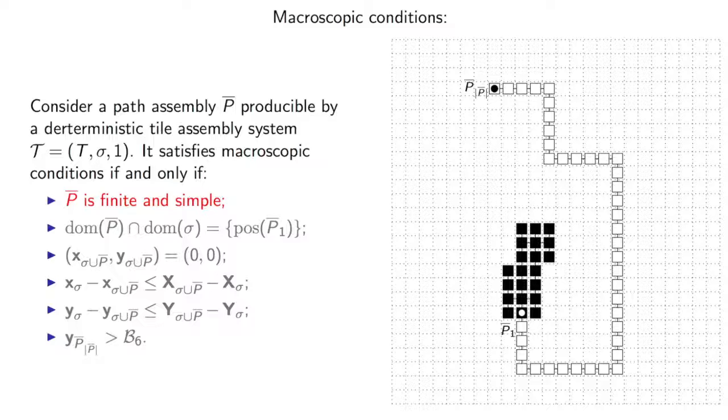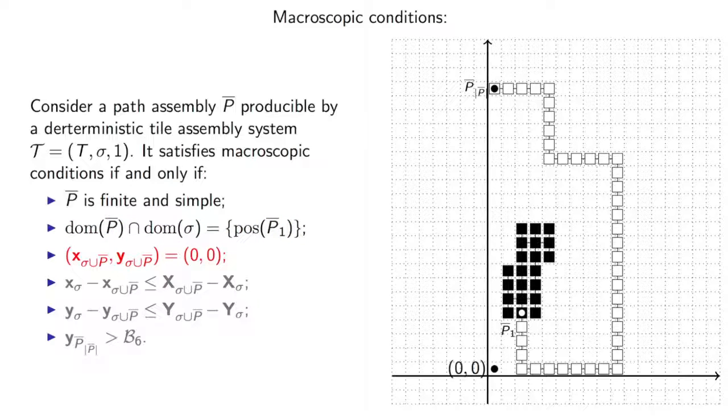Moreover, this path assembly grows over a certain distance from the seed. Thus we do not need unnecessary information and we can consider a finite path assembly. We consider that the path assembly P has only one tile in common with the seed. Moreover, this tile is the first tile of P.